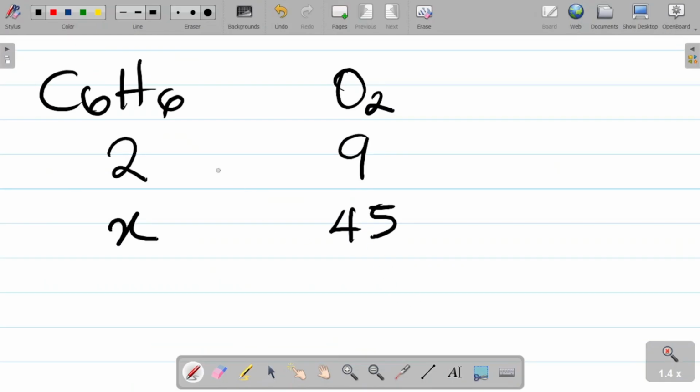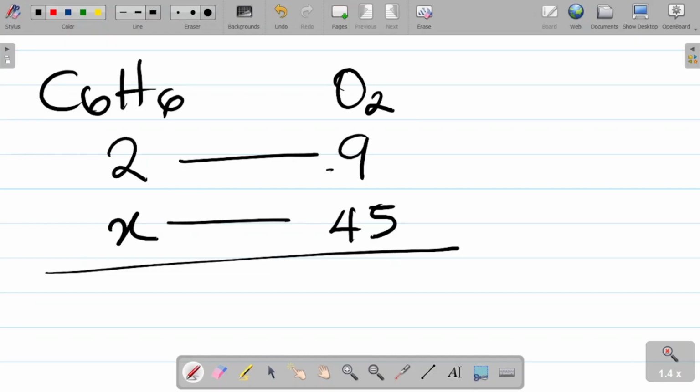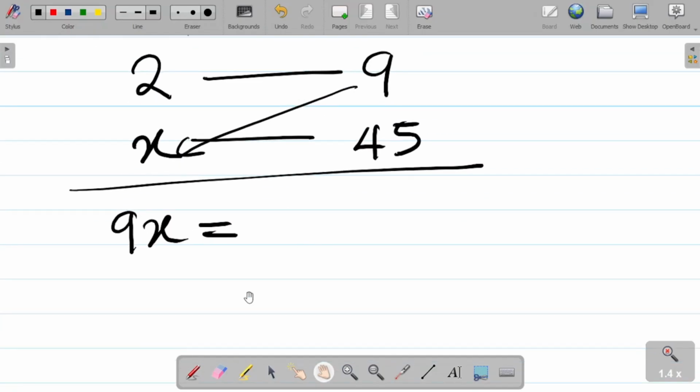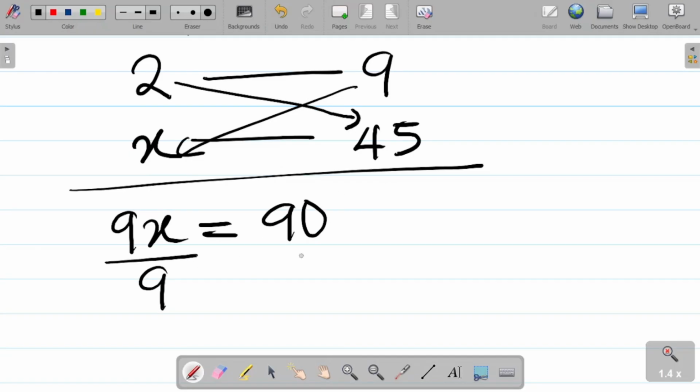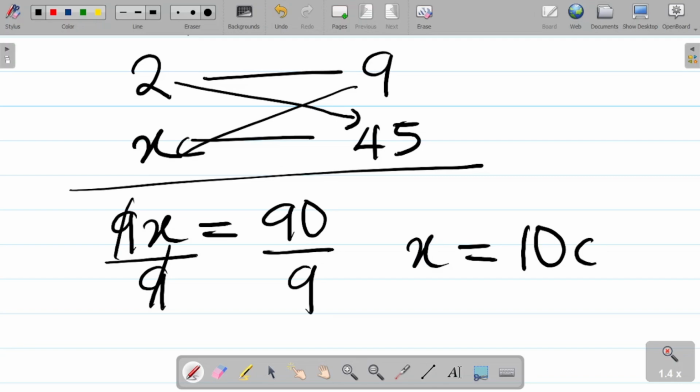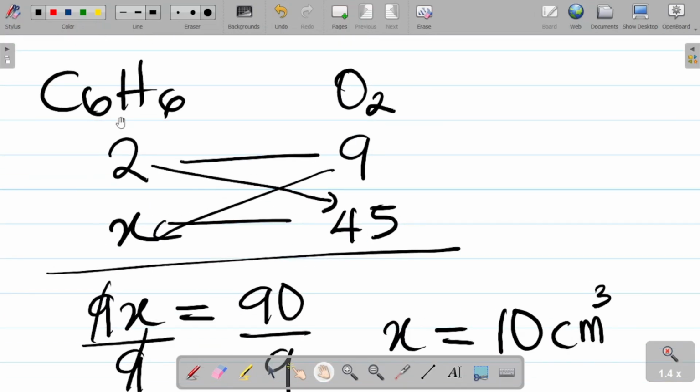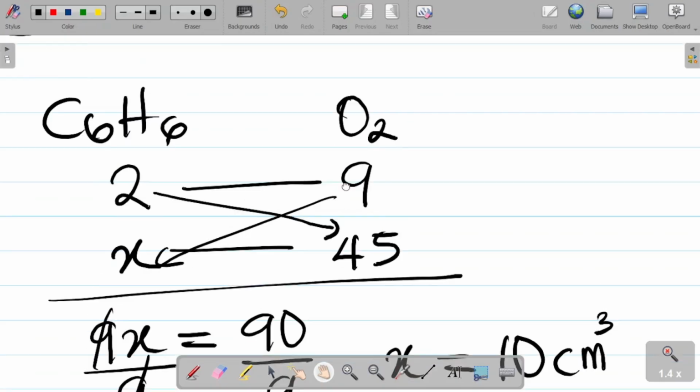Let's do the simple math here. What I have to do is to cross multiply. So it becomes 9 times x, 9x is equal to 2 times 45. 2 times 45 is 90. To get x, I'll divide by 9 on both sides. This cancels this. x is equal to 90 divided by 9, which gives you 10 cm cube. That means we need about 10 cm cube of benzene to react with 45 cm cube of oxygen.